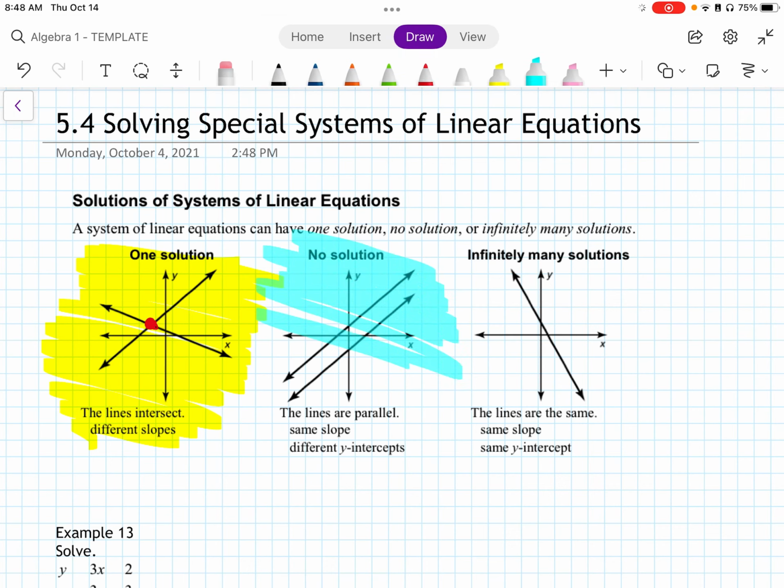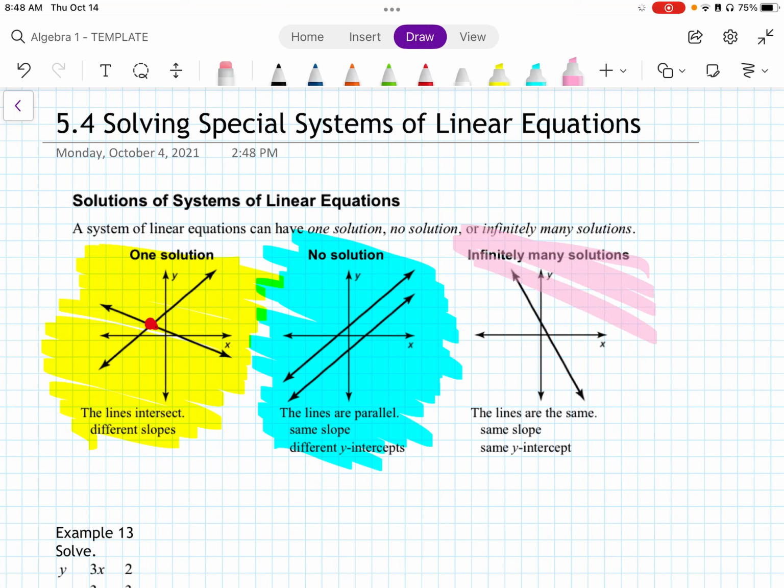We could have no solution. What if the lines are parallel? Well, they would never cross, so they'd have no solution, right? That should kind of make sense to us, right? So we had one solution where they cross, no solution where they don't cross ever. And then let's look at the next one.